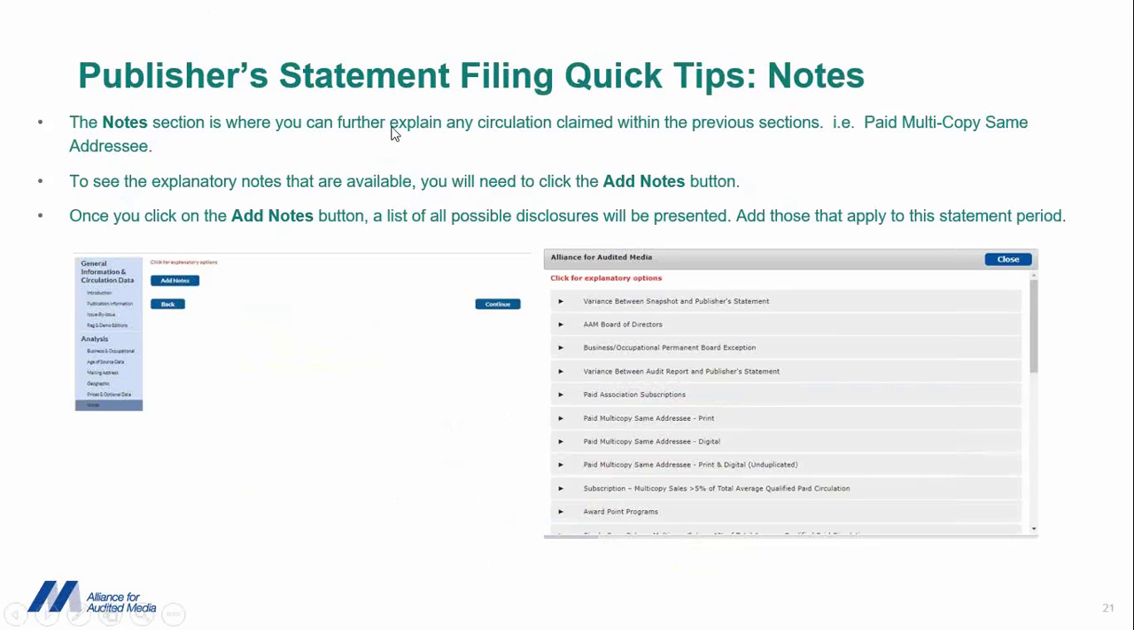We're winding down towards the end of the filing tool. You're getting close to the end here. So the next section before you start reviewing your information prior to submission is a notes section. This is referred to as an explanatory section. It takes any information that's in your publisher statement that you want to expound on, such as paid multi-copy same addressee. When you go in the notes section, you're going to click on add notes, and it's going to give you a menu of the different options for you to select. You would then select the note, and then you would save it.